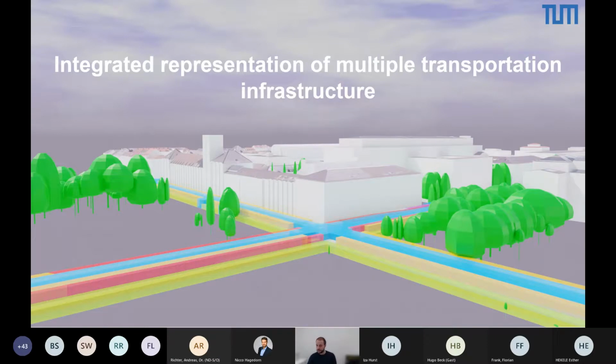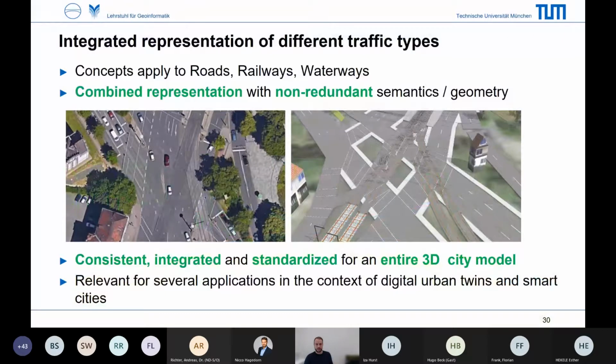Then in city models, it's often the case that there are not just roads existing for themselves, but often they directly interact with other transportation infrastructure. So for example, you can see here an example of tram lines or railways that directly interact with road objects. And since the concepts I showed to you do not only apply to road objects, but there are also railway objects or even waterway objects available in CityGML, these different types of traffic can be combined in a non-redundant representation using the same semantic and geometric concepts to model this scene.